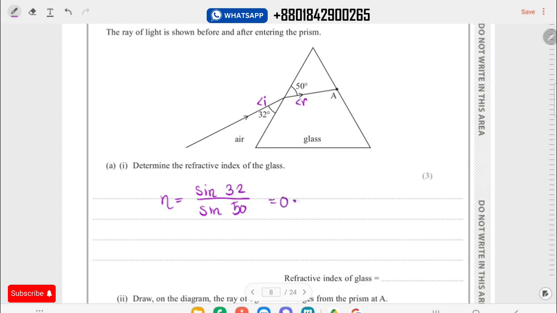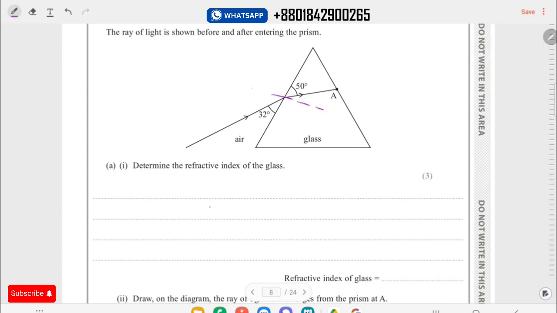That is 0.69, and this is the refractive index value for this glass prism. Maybe I'm making a mistake. Wait. Sin I by sin R, yeah. We need to find the angle from the normal, not from the surface. Sorry for this inconvenience. In this situation, they are not giving you angles from the normal. You're supposed to draw the normal over here.